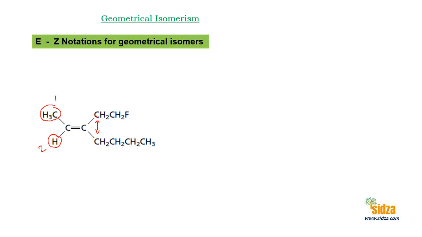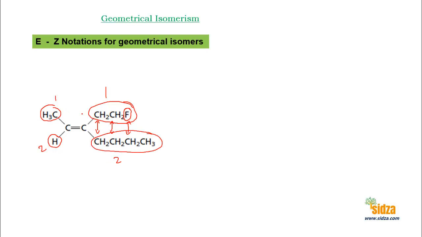We cannot check which has the higher priority by looking at this one, because for CH2 and CH2 the atomic number is the same. Looking at the next atoms, it is CH2 and CH2 here, again a tie. Now move on to the third one. Here it is fluorine, and here you have a carbon. Fluorine has a higher atomic number than the carbon. Therefore, this whole group will get number 1 priority, and this one will get number 2 priority.